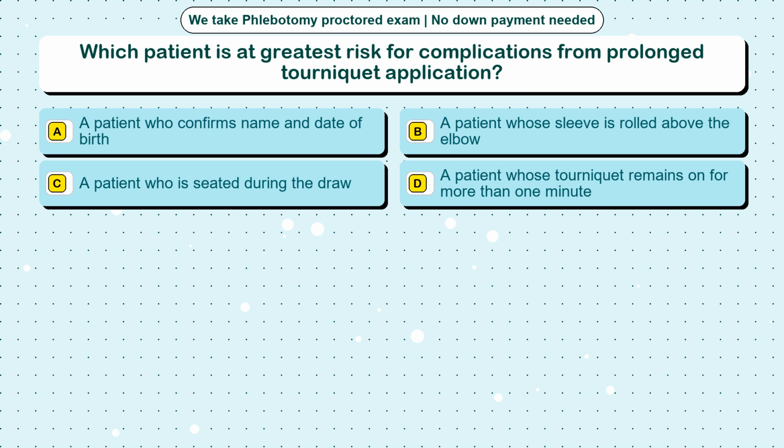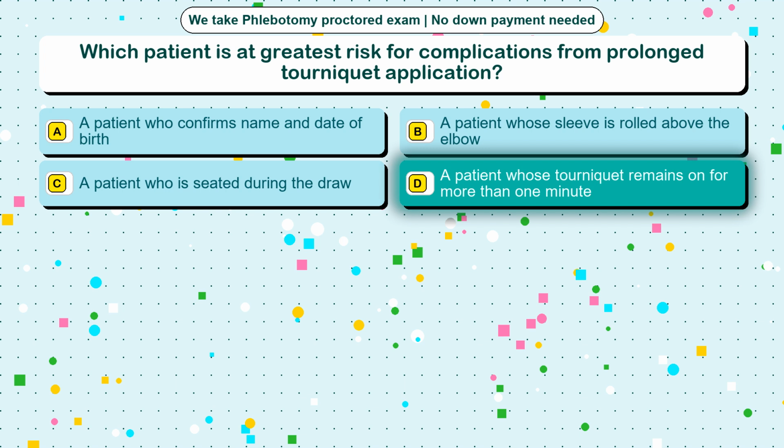Question 6. Which patient is at greatest risk for complications from prolonged tourniquet application? Option A. A patient who confirms name and date of birth. Option B. A patient whose sleeve is rolled above the elbow. Option C. A patient who is seated during the draw. Option D. A patient whose tourniquet remains on for more than 1 minute.